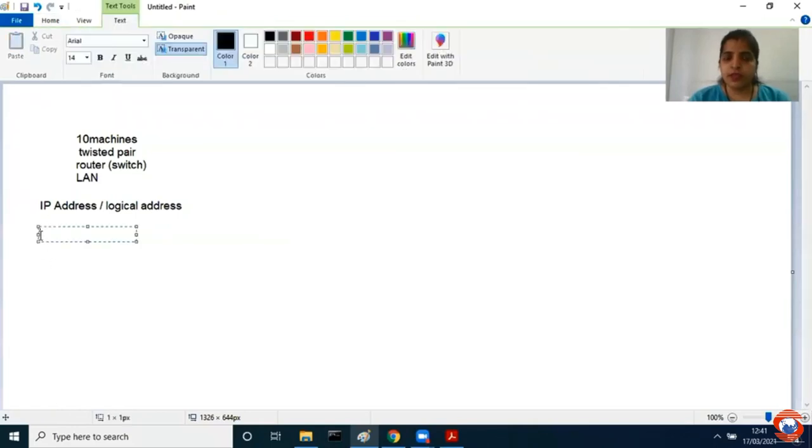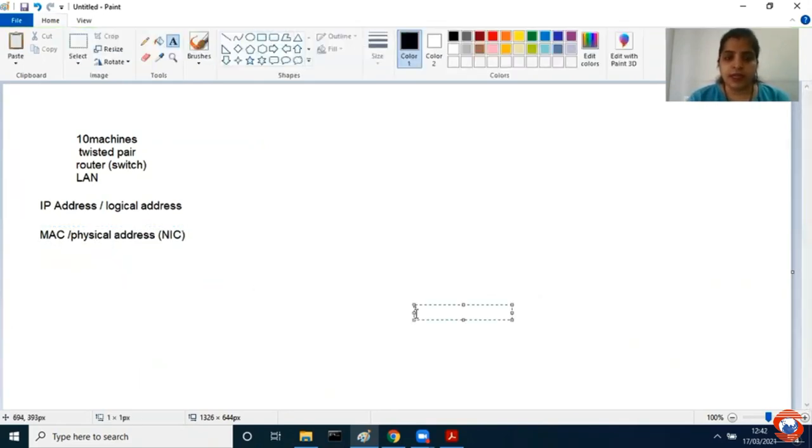Every machine has one physical address. Can you please name another name for the physical address? MAC address. And can you please tell me where it is printed? It is printed on a NIC card. Very good. Now, when I say a machine, it is printed on a NIC card, right?